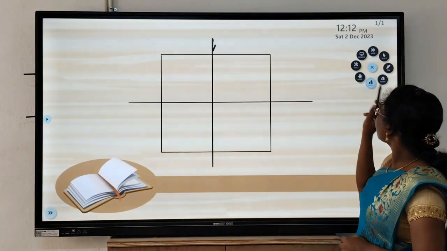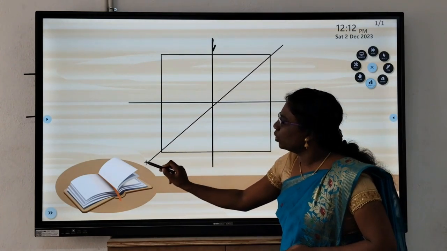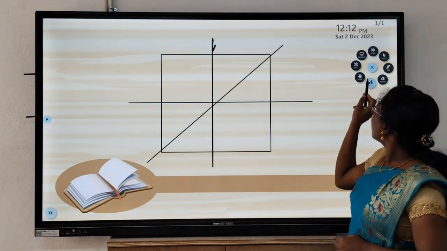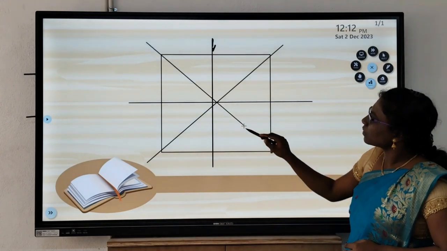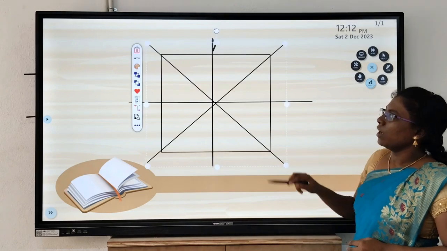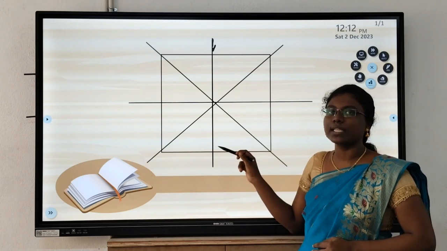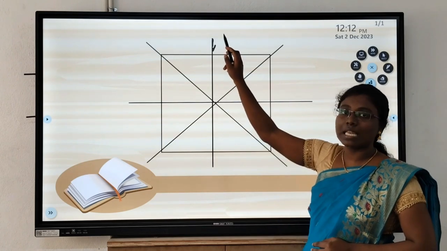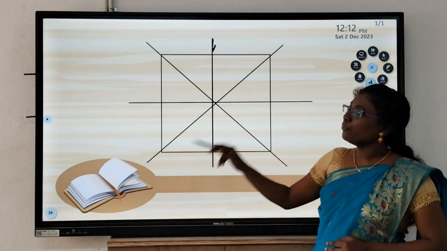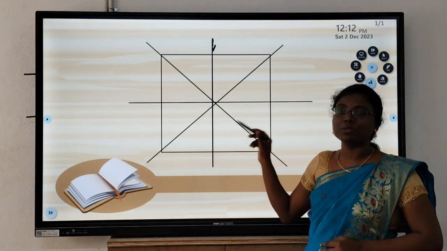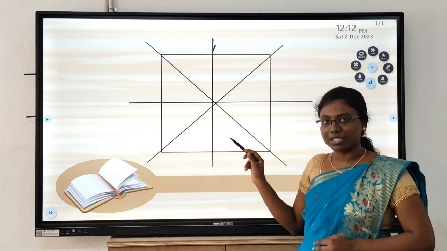Next, I can split it along this side. Next, in the 4th way I have split the square. How many lines of symmetry are here? 1, 2, 3 and 4. So in 4 ways I have split the square. So this is called the 4 lines of symmetry.